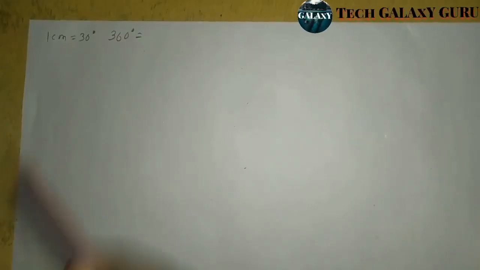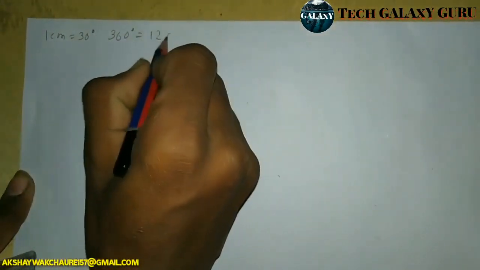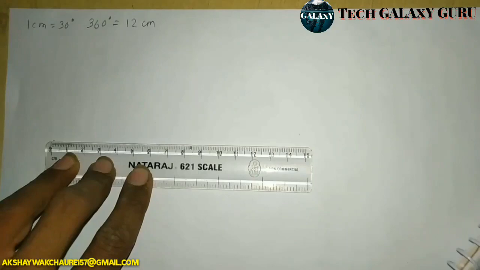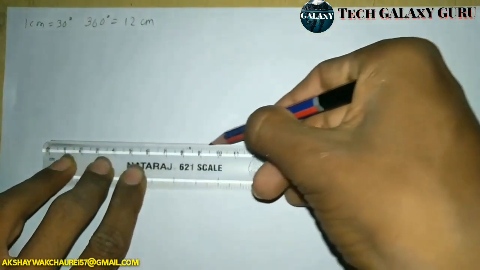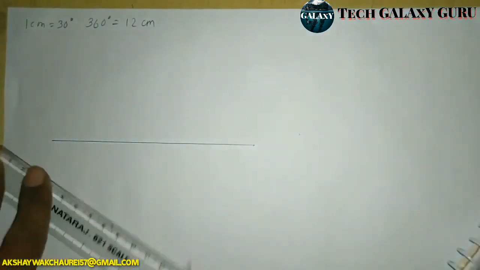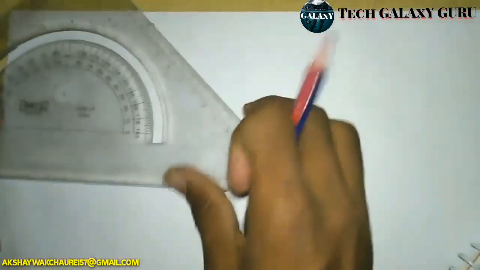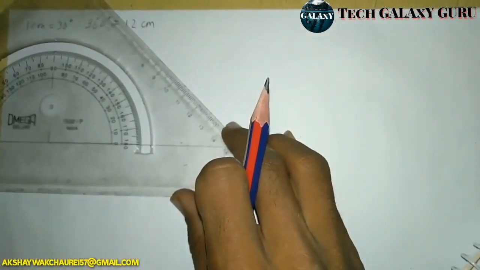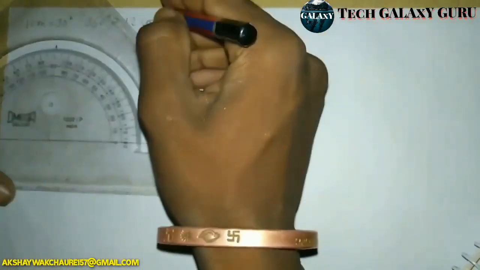1 cm is equal to 30 degrees, so 360 degrees is equal to 12 cm. So draw a line of 12 cm from here, and we know the lift of follower is 40 mm. Draw exact perpendicular to this line, 40 mm from here. Draw this line. The lift of follower is 40 mm.